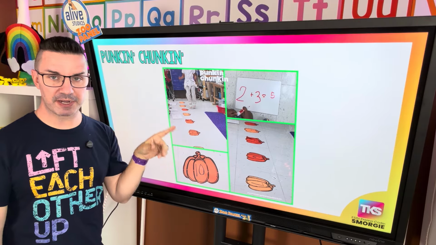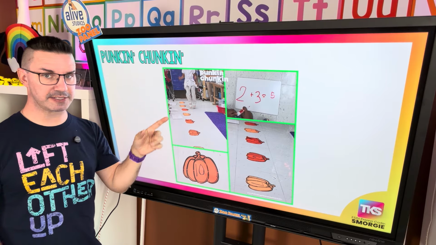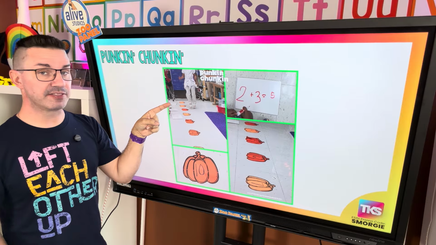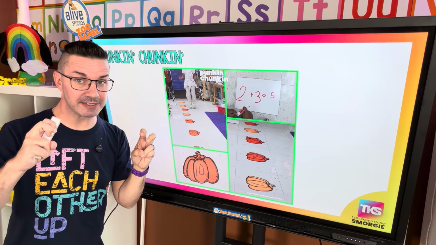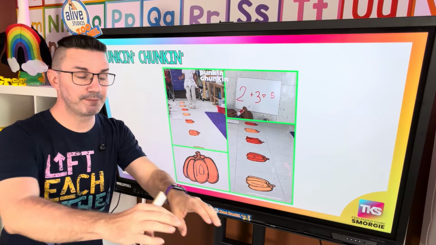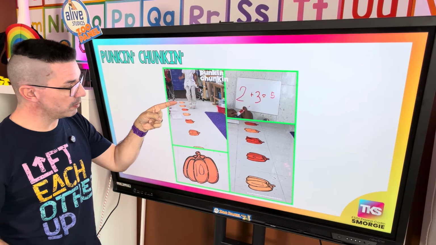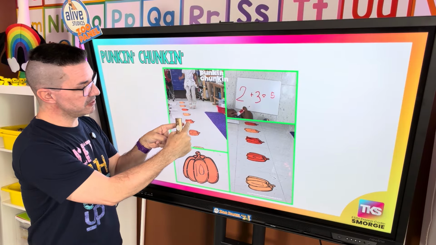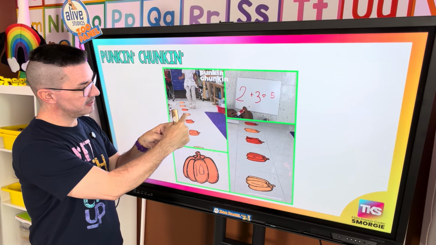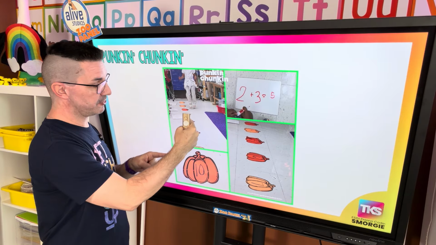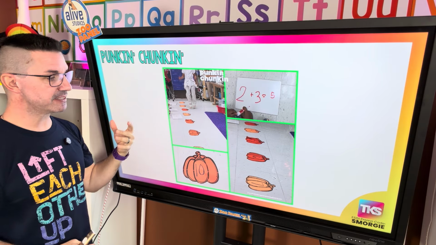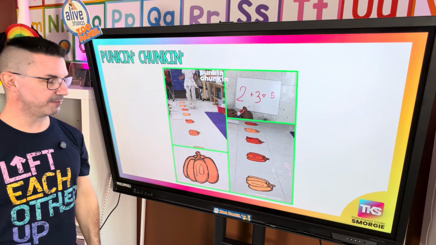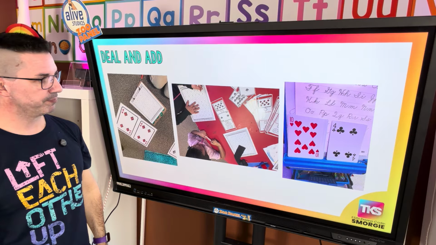Our pumpkin chunker starts somewhere. They can start wherever they want. Wherever number they start on, 2. And then they get to chunk the pumpkin. And all they're doing is jumping. And so wherever they go, we count. So she jumped from the 2 to the 5. So then we counted 1, 2, 3. So 2 plus 3 equals 5. And so it's just a way to use that number line idea for addition. Super fun. The kids love it because they get to chunk the pumpkins.